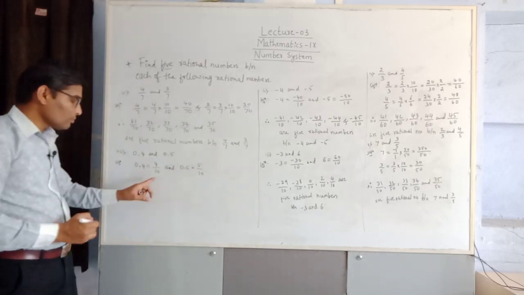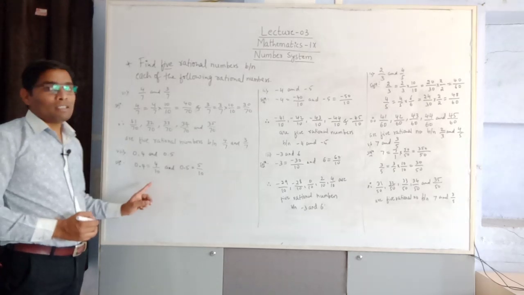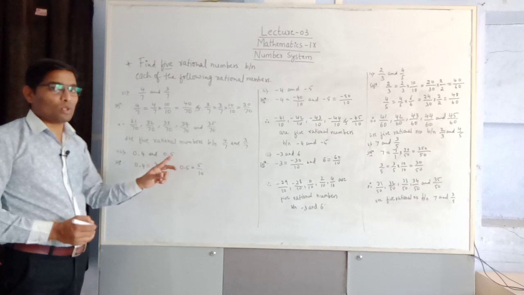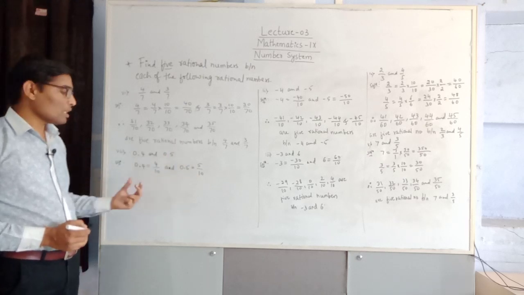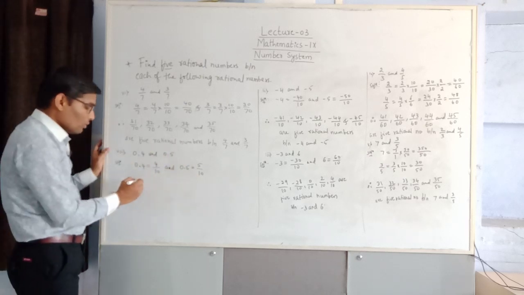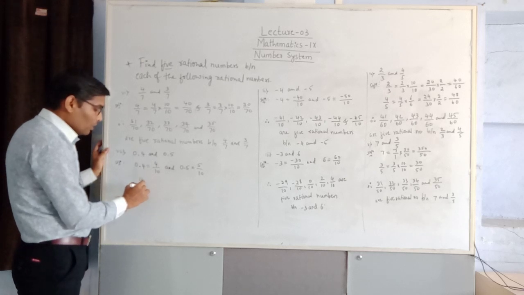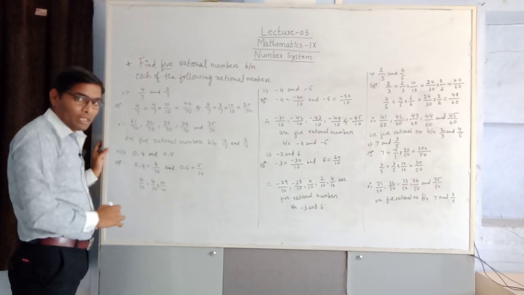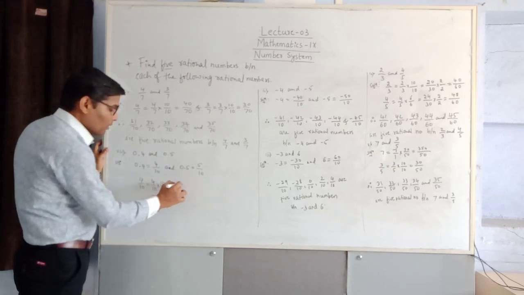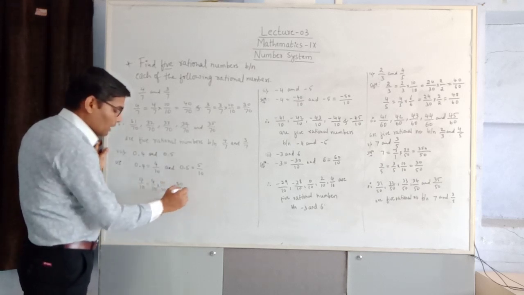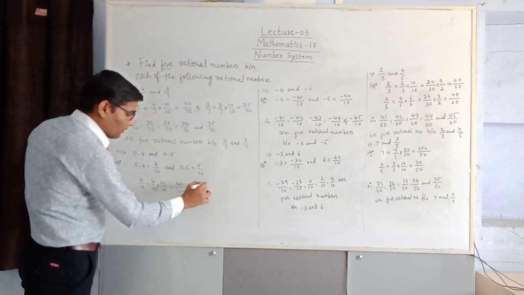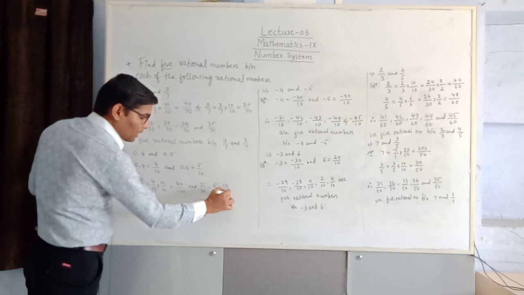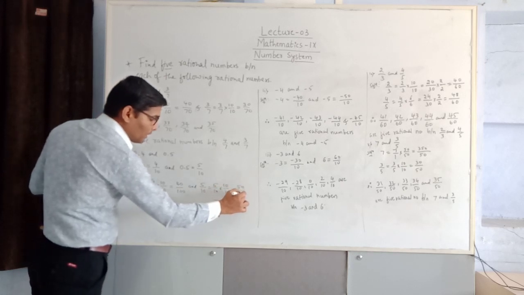Now see here, denominators are the same, 10, 10, but look at the numerators 4 and 5. Between 4 and 5 we don't find any rational numbers over here. So change the denominator. 4 by 10 multiplied again by 10 by 10 can be written as 40 by 100, and 5 by 10 into again 10 by 10 can be written as 50 by 100.